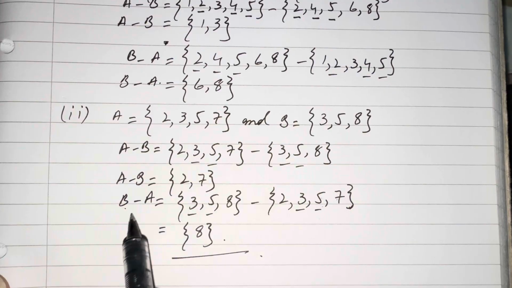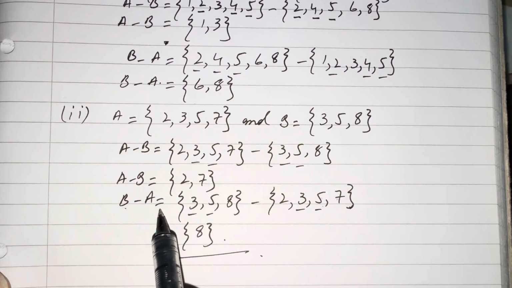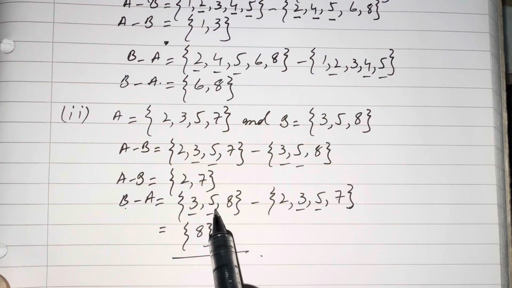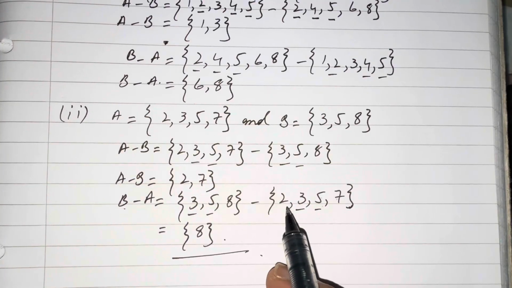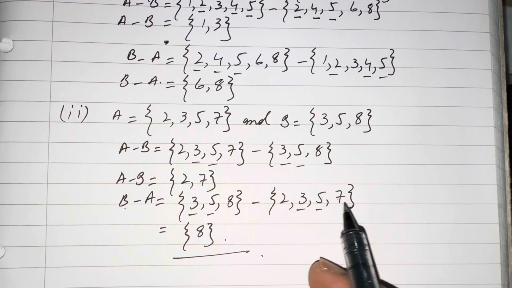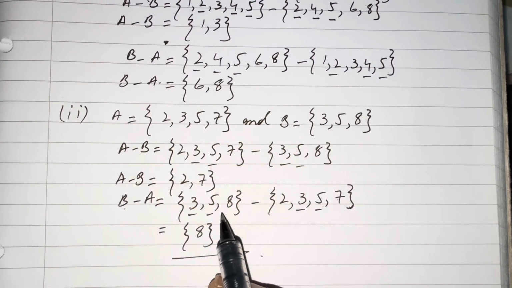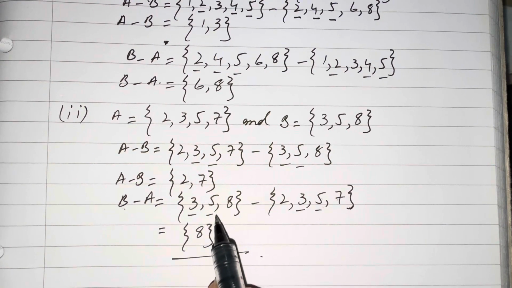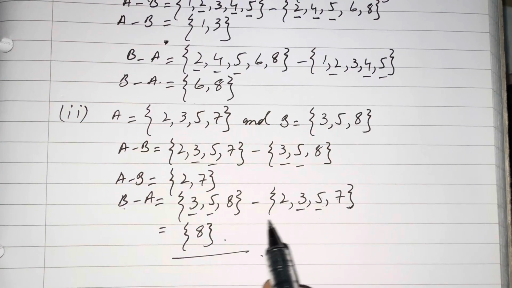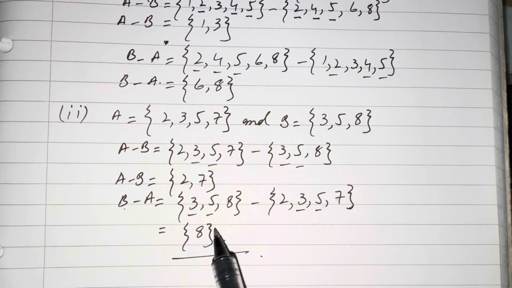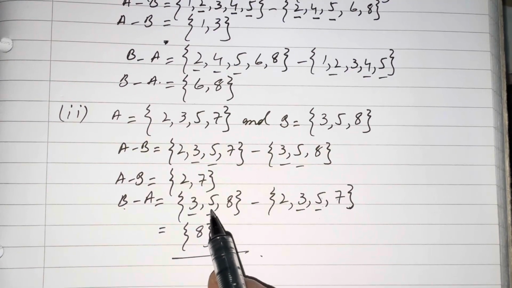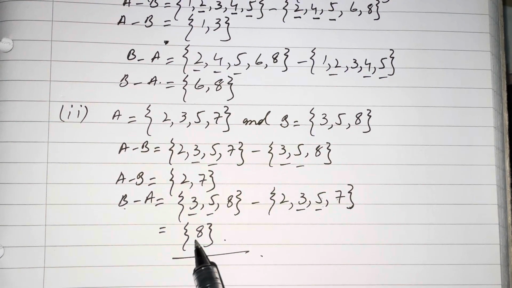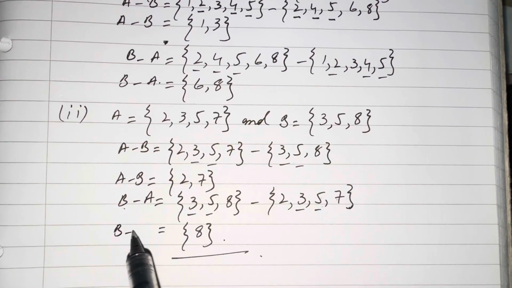The first set in this example, B minus A, is 3, 5, and 8, and the second set A has the elements 2, 3, 5, and 7. So in the answer, we will have to write only the remaining elements of the first set. So the first set is now B and the second is A. So that's the difference between B and A.